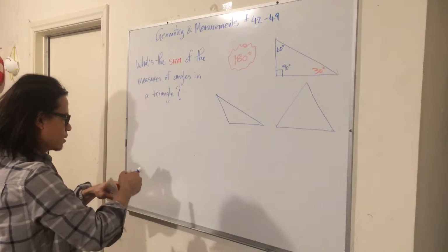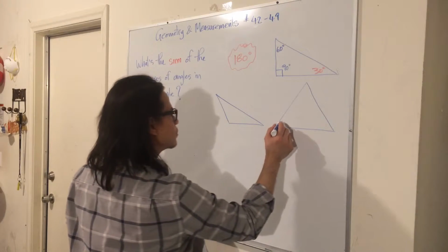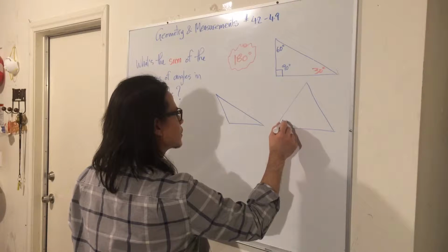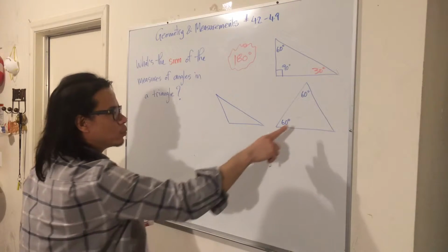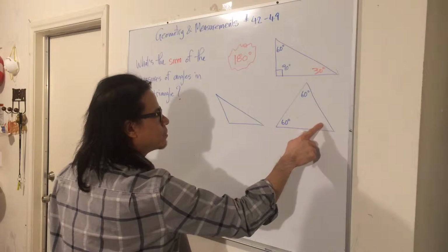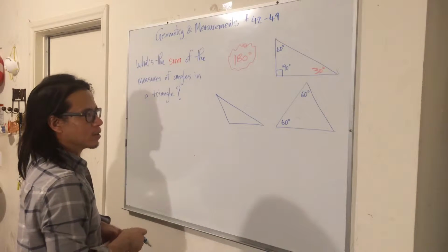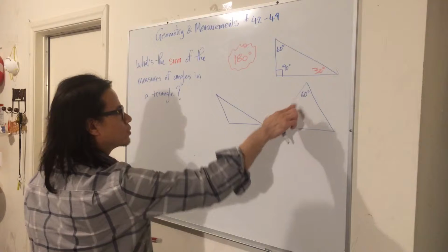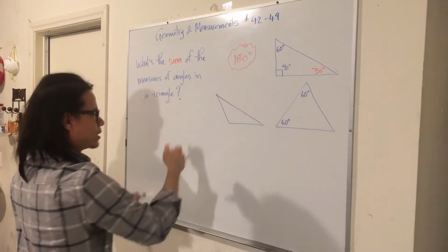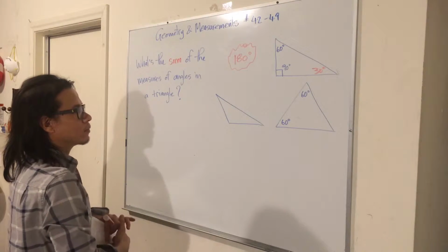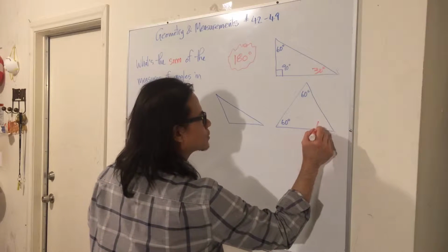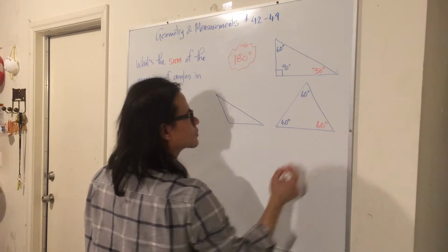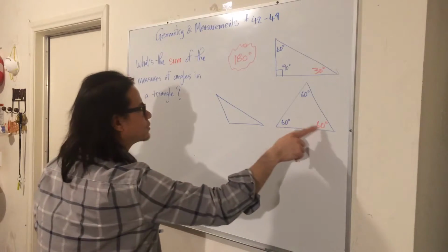So this is an equilateral triangle in which, let's say this is 60, this is 60. What would be the measure of that missing angle there? Remember, all three need to add up to be 180. So if you say 60, you are correct. 60 times 3 is 180.